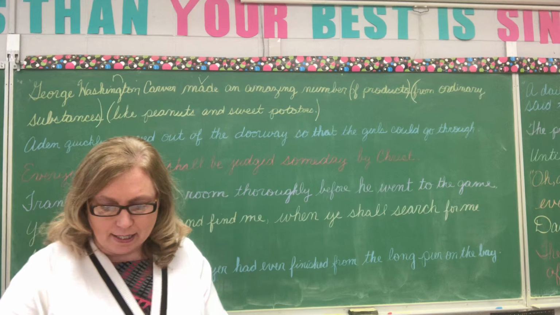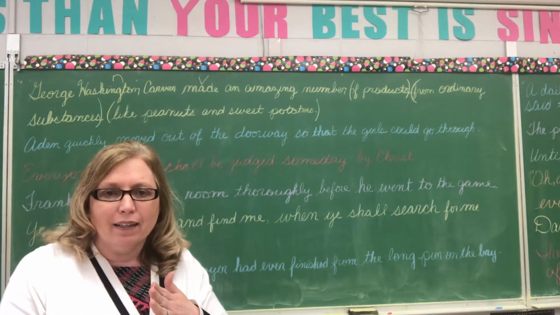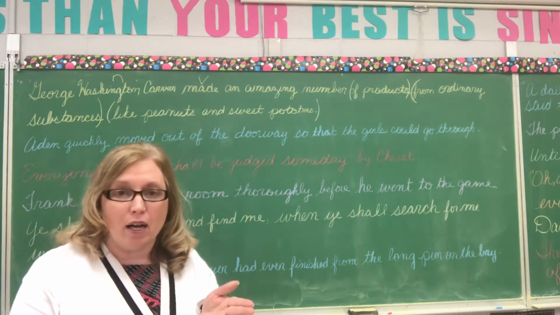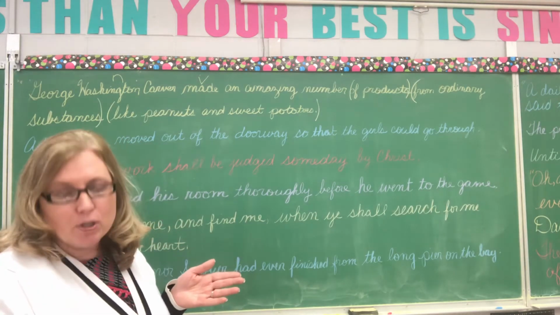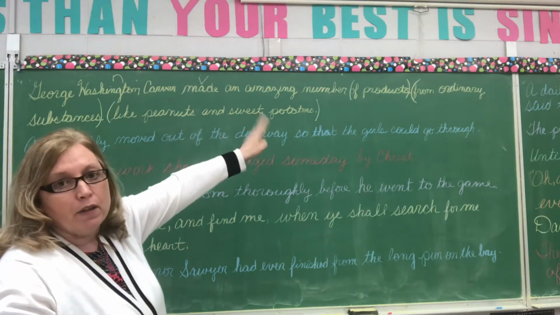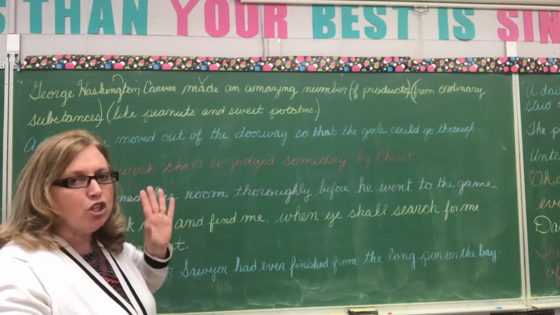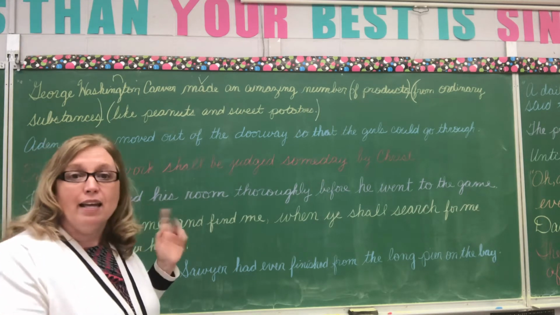Look back at your sentence, okay? George Washington Carver made what? He made products, okay? All right, he made a number. I'm sorry, I skipped a word. George Washington Carver made number. So number is our direct object, but we're not looking for our direct object here. We're just helping us. So number in this case is a noun.